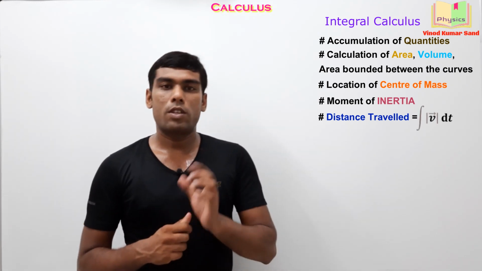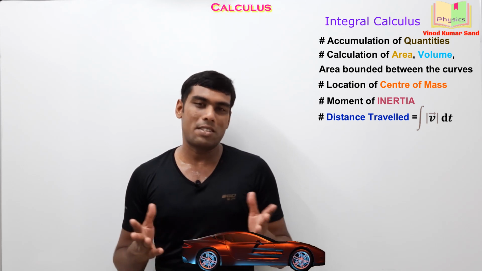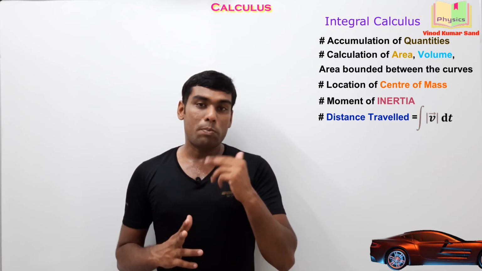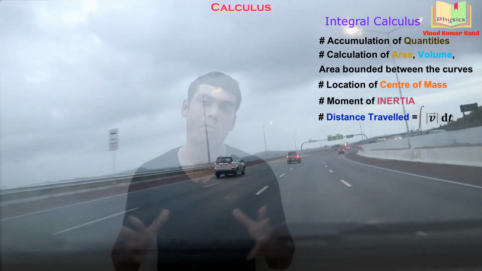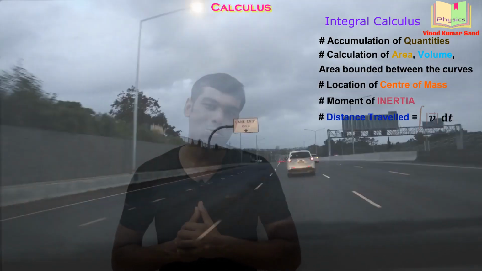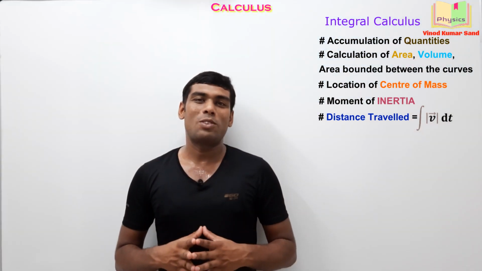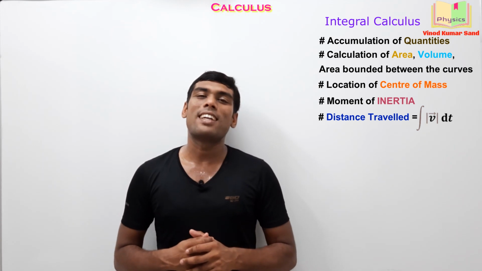How? Take an example. If a car is moving with constant speed, how do you obtain the distance traveled? It's simple. Distance traveled will be equal to speed into time. Okay. Now suppose that car is changing its speed. Then how will you obtain the distance traveled? Can you directly use the formula distance traveled is equal to speed into time? Since the speed is changing, you cannot directly use the formula. Now how will you simplify this? This can be simplified using integral calculus.